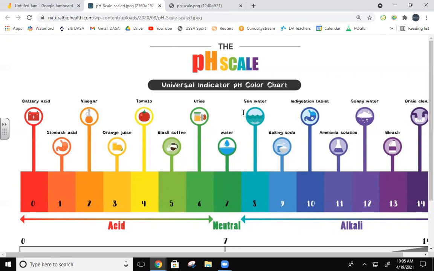Baking soda and seawater together would not probably taste very good. Very bitter. So on this end, the more acidic something is, the more sour it will taste to you. The more basic or alkaline something is, the more bitter it will taste. So this side is sour, this side is bitter. Okay. Alkaline tastes bitter. Acid tastes sour.